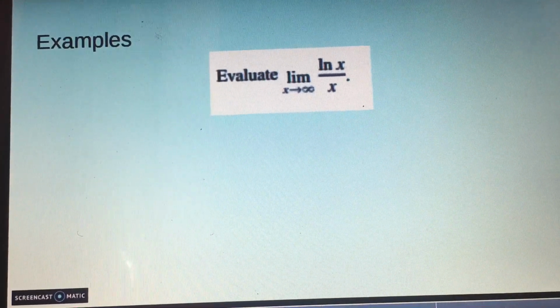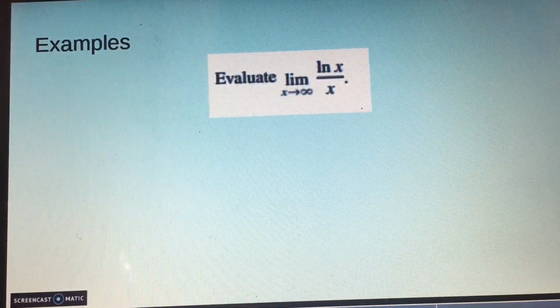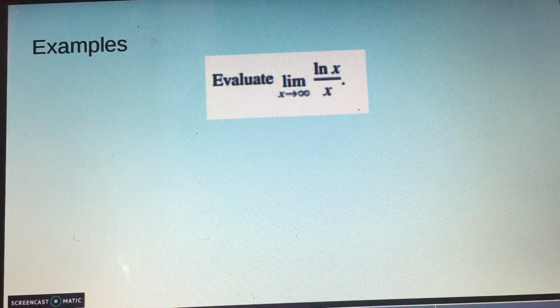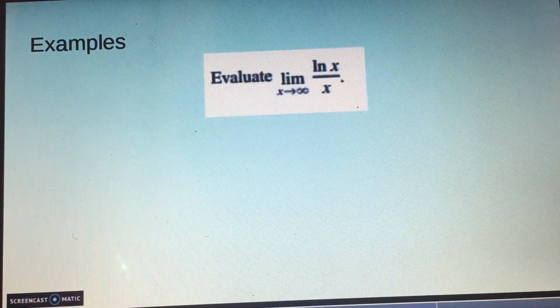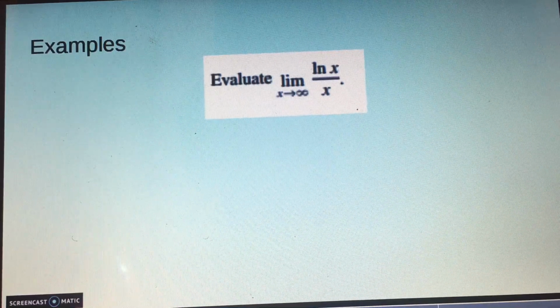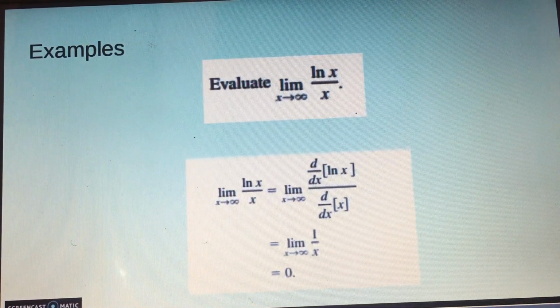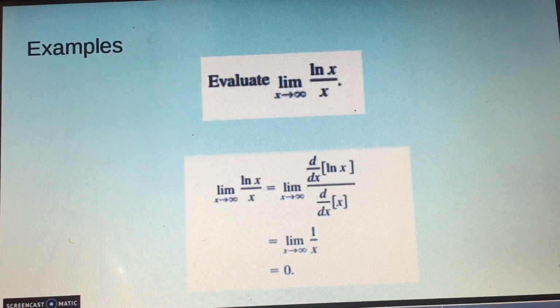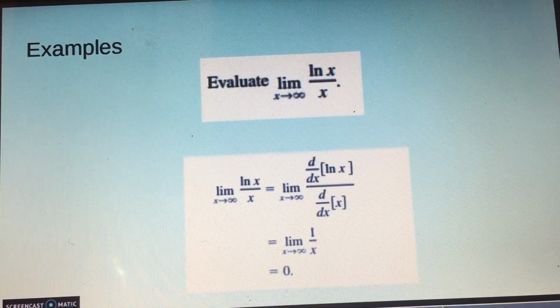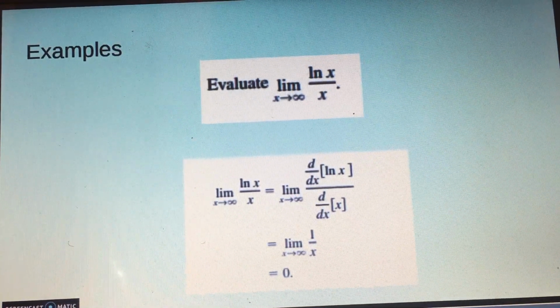Next, we are asked to evaluate the limit as x approaches infinity of natural log of x over x. If we evaluate the limits as is, we are given the indeterminate form of infinity over infinity. So, to deal with this, we will use L'Hopital's rule, taking the derivative of both the numerator and the denominator, leaving us with the limit as x approaches infinity of 1 over x, which is equal to 0.